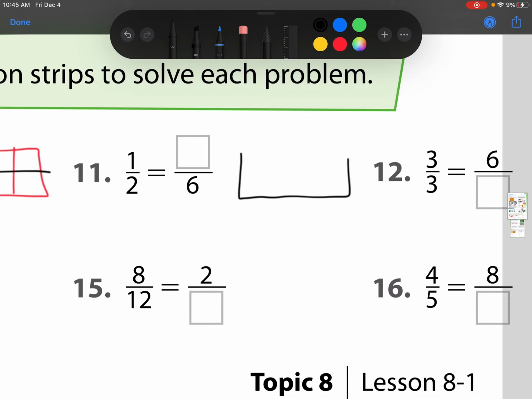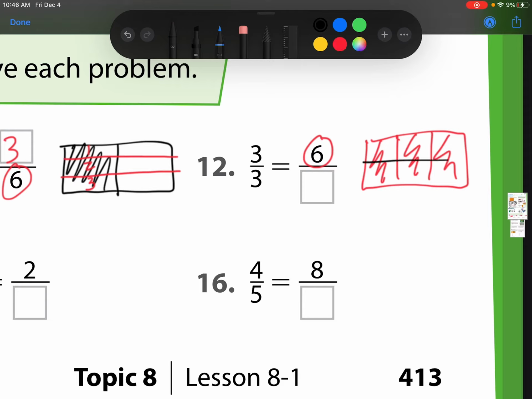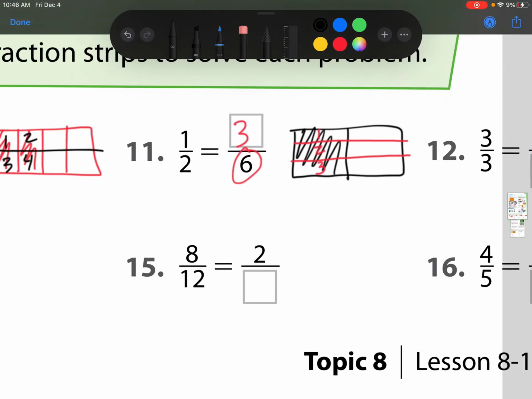11, we have 1/2, probably the easiest fraction to draw, and we need to break it up into 6 total pieces. Right now we have 2. So if we split up like this, we have 4 total pieces. If we split up again, we have 6 total pieces. And now how many shaded parts do we have? We have 1, 2, 3 shaded parts. Heading off to number 12, we have 3 shaded parts, and we need to make it so there's 6 shaded parts, which we split like here, and now we have 1, 2, 3, 4, 5, 6. And maybe you noticed, this is also the same as a whole.